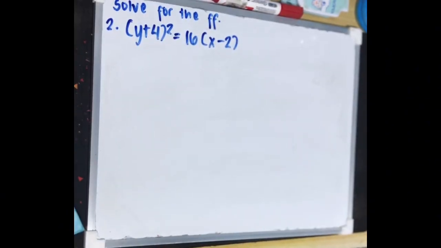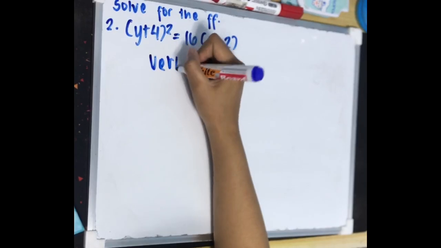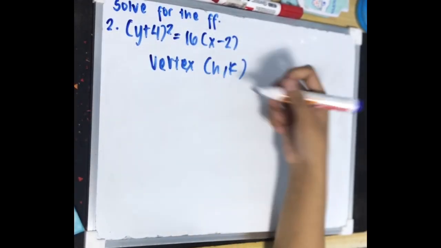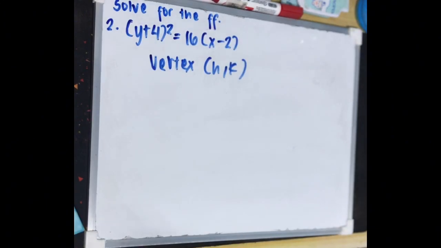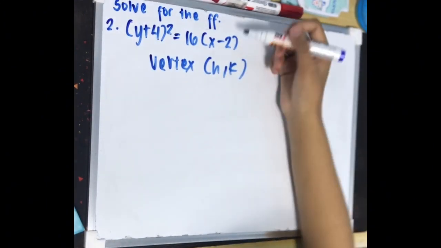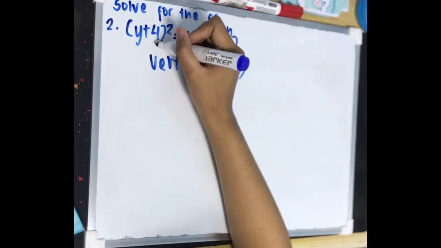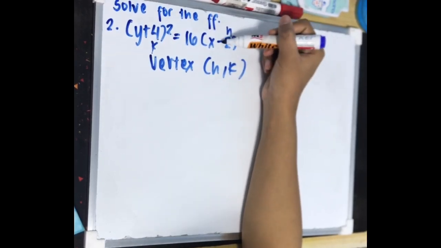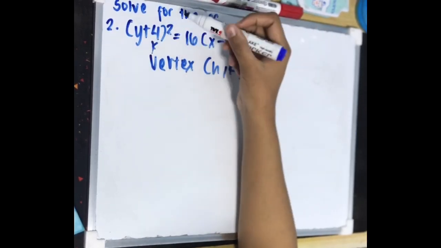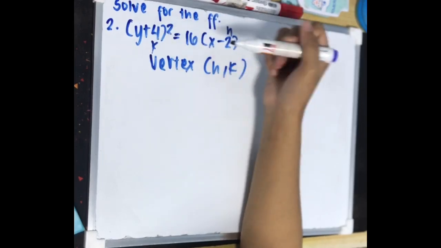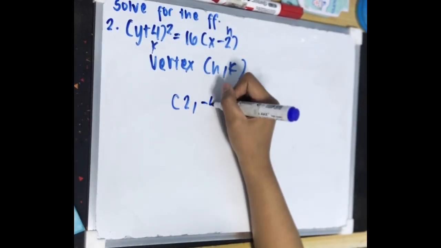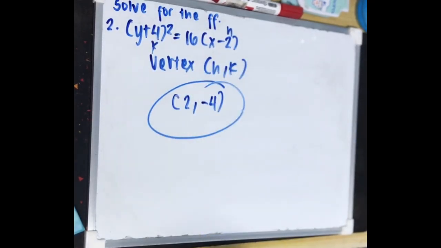Now, to find the vertex, we don't have to write down the equations to be honest. So, this one would be our h and this would be our k. So, our h is negative 2. Since may rule po tayo na pagpapalitin natin yung sign ng h and k. So, the h would be the positive 2 and the k would be negative 4. So, this is our vertex po.